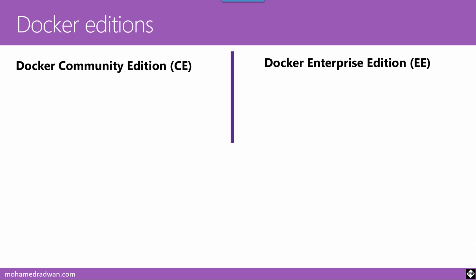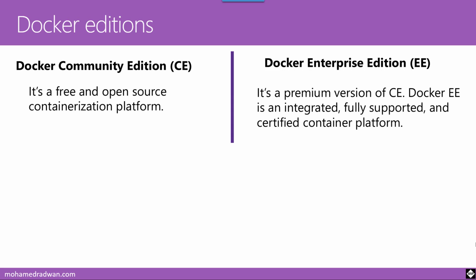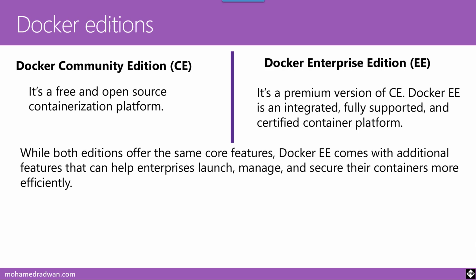So let's understand the current Docker editions. We have the Docker Community Edition and the Docker Enterprise Edition. The Docker Community Edition is the free and open source containerization platform. The Enterprise Edition is the same, but it's a premium version of the Community Edition, so it has an integrated, fully supported, and certified container platform. While both editions offer the same core features, Docker Enterprise Edition comes with additional features that can help companies and enterprises launch, manage, and secure their containers more efficiently.